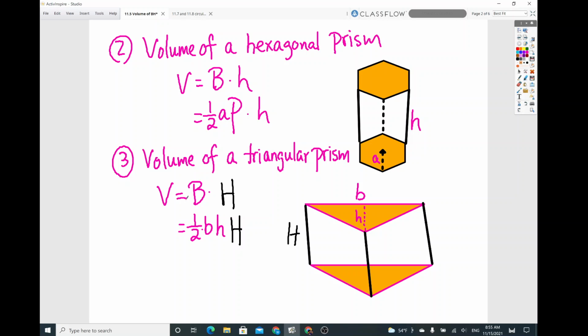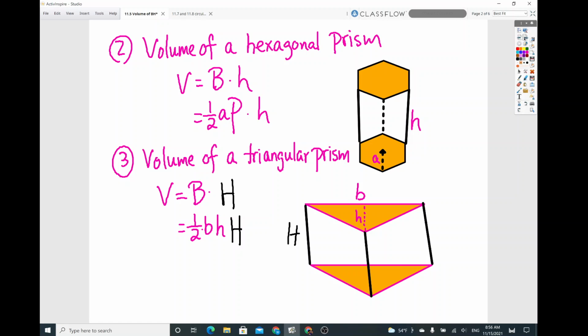The volume of a triangular prism is similar: the area of the base times the height. The area of the base is for the triangle, so it's 1/2 times the base times the height of the triangle, and after that you multiply by the altitude, the height of the triangular prism. So we do have two different heights here. One is the height of the base of the prism, and the other is the height or the altitude of the entire prism.